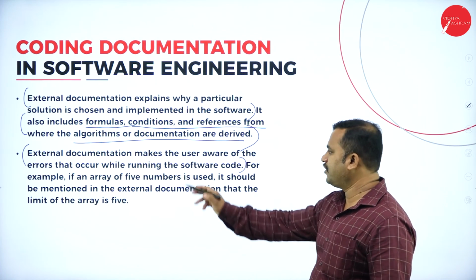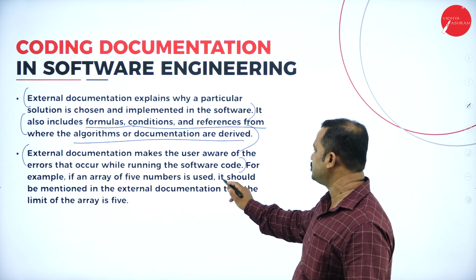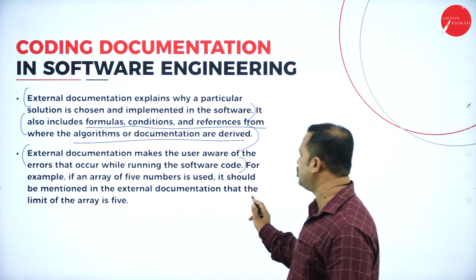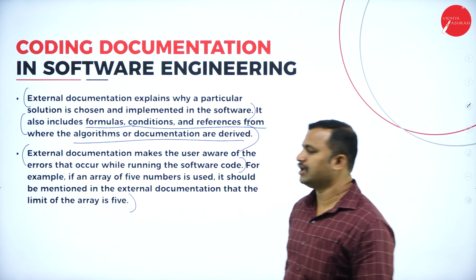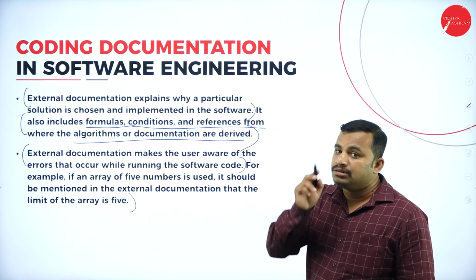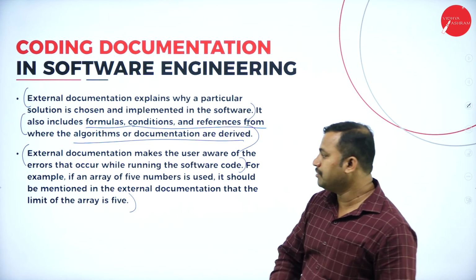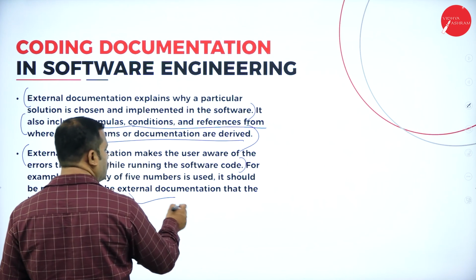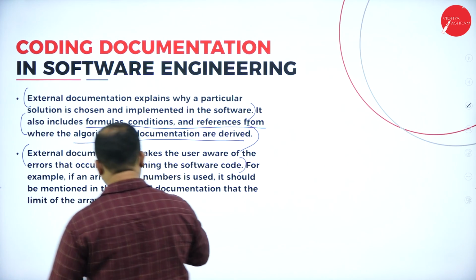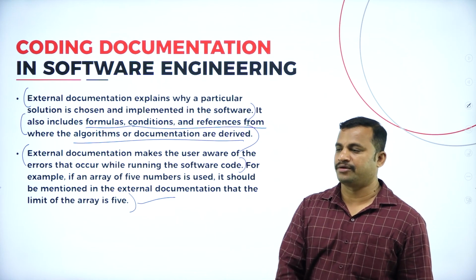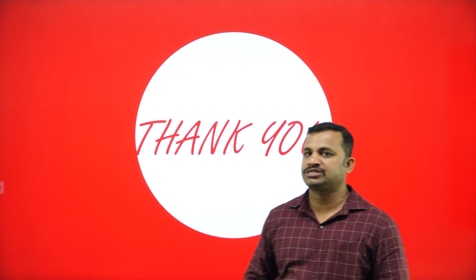For example, if an array of 5 numbers is used, it should be mentioned in the external documentation that the limit of the array is 5, because the user must have knowledge of that. So the minimum requirement that is needed for him is given to him, and the rest of the information is hidden from him.